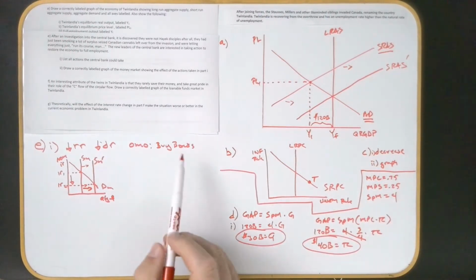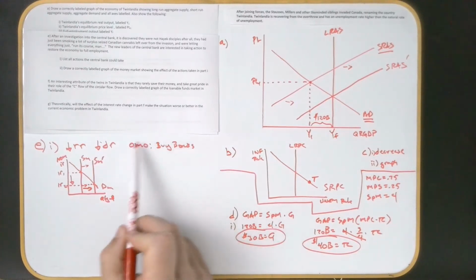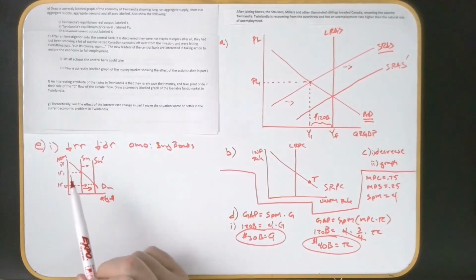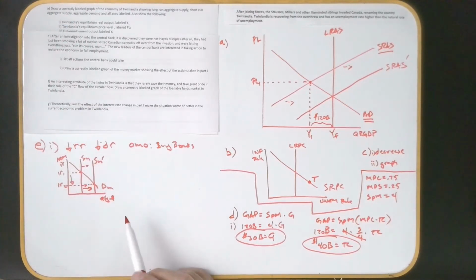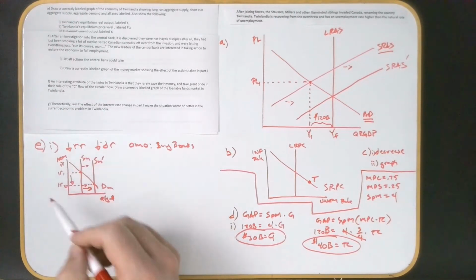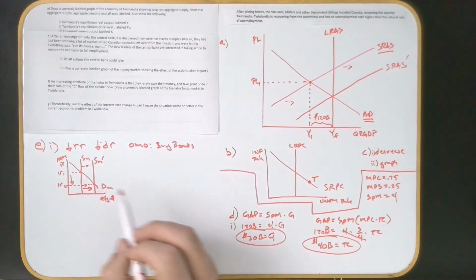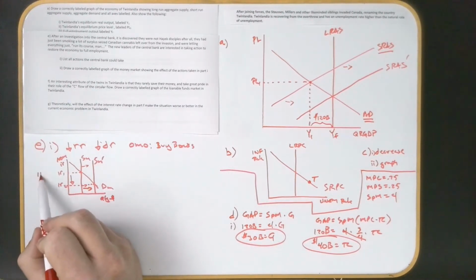Okay, so this would be the biggie. It's the reserve ratio and the required reserves. That's going to increase your money supply here. Okay, so this is showing my interest rates are going down. So that was part 2. Right here was that graph.